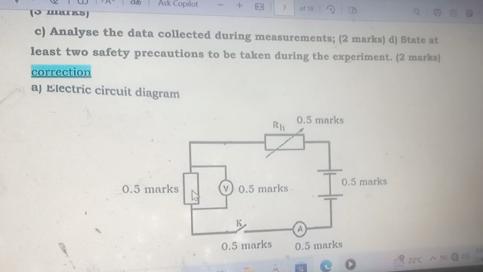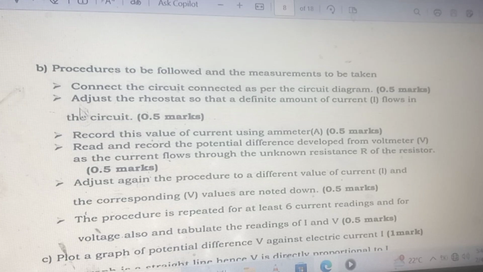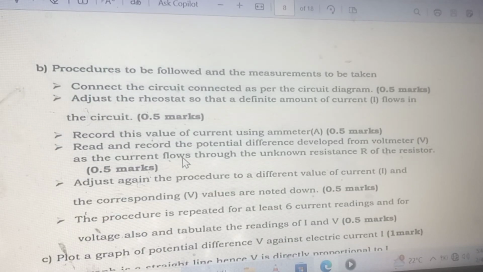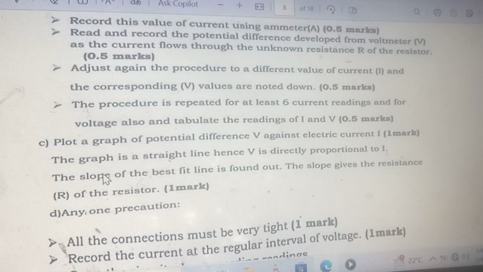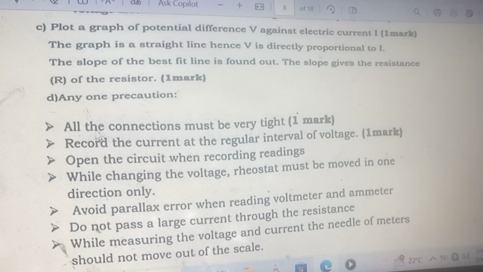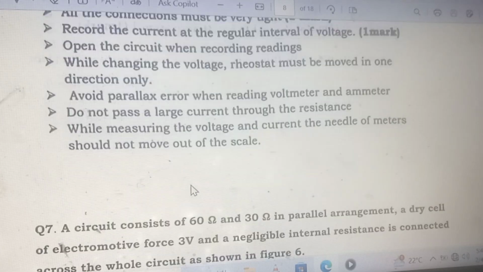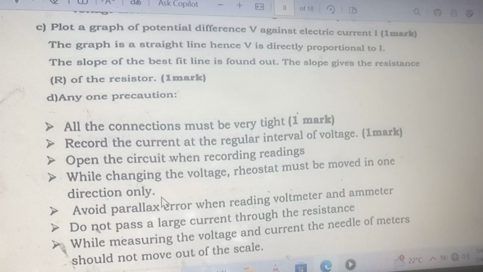In the electric circuit diagram, you see this is a resistor, this is a switch, this is a dry cell, and this is a resistor and ammeter. You see these are connected in series, and this is a voltmeter, connected in parallel. These are the different procedures to be followed and the measurements to be taken. You read them slowly. And also, the connections must be very tight. You read this one slowly.